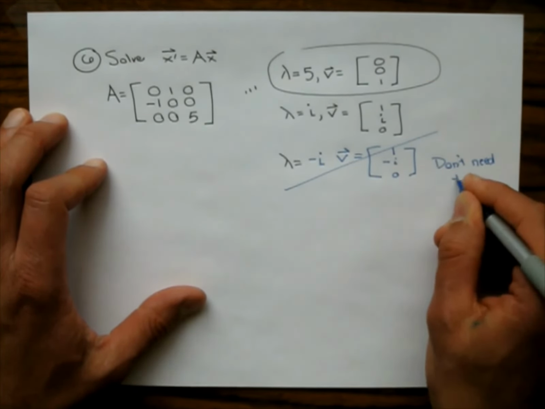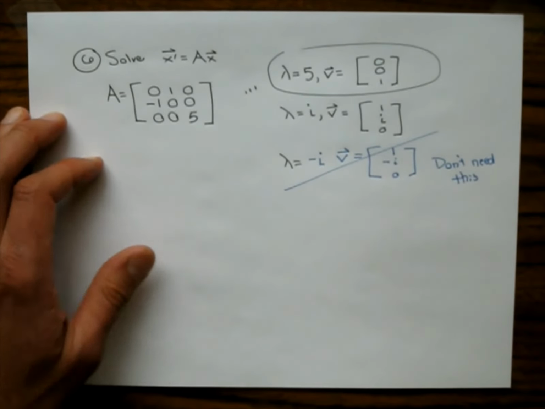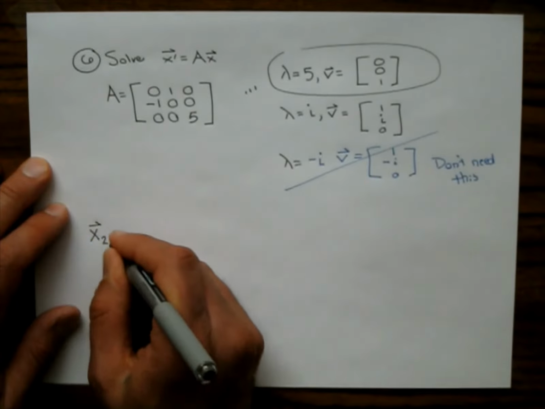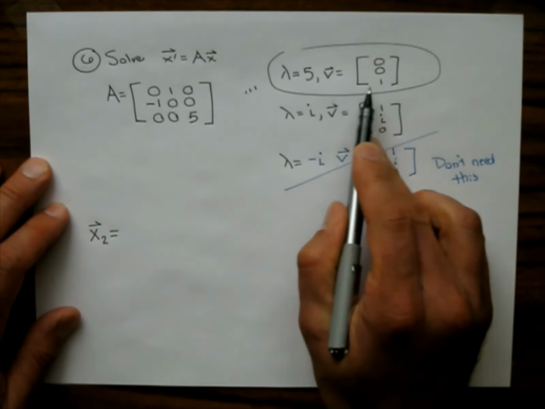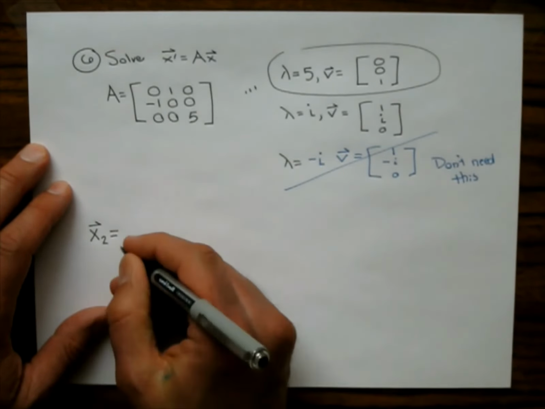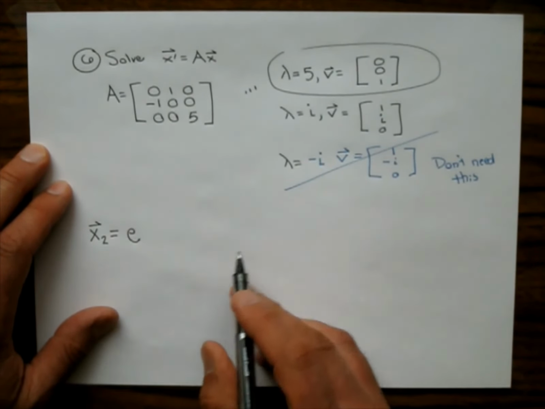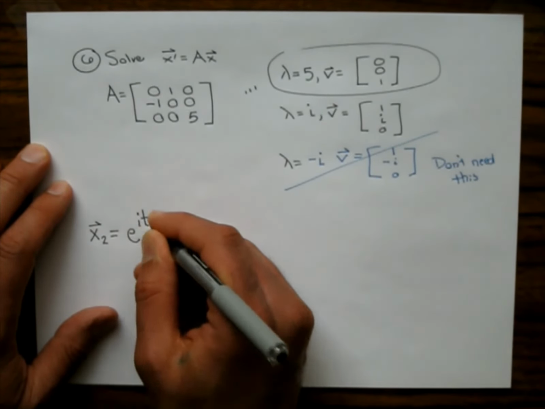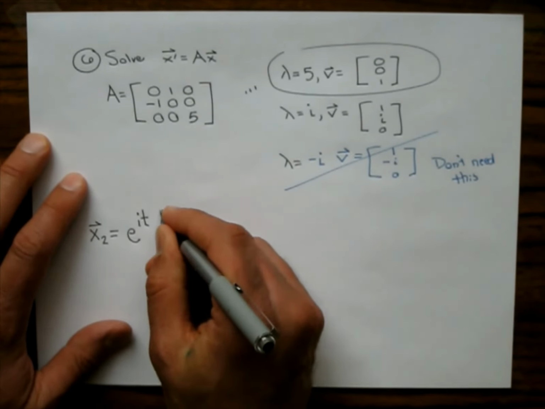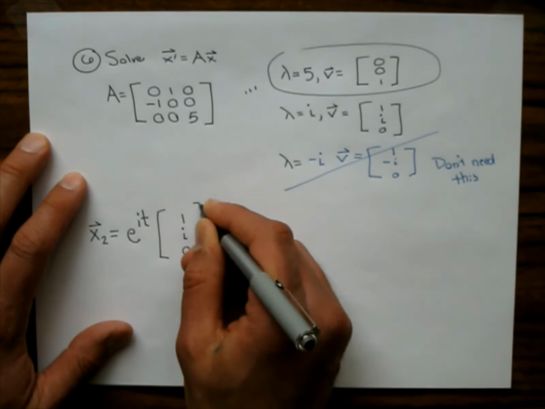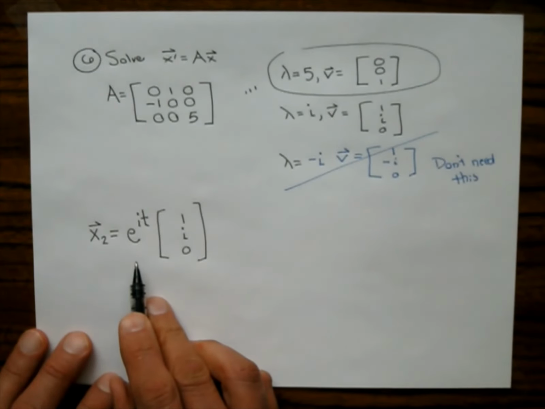Okay, so what I'm going to do on this one, I'm going to go ahead and write out x2 bar, because I'll just assume the x1 bar is going to be associated with that. This is going to be e to the it times this eigenvector. And what I want to do is break this up into an xr bar and an xi bar.